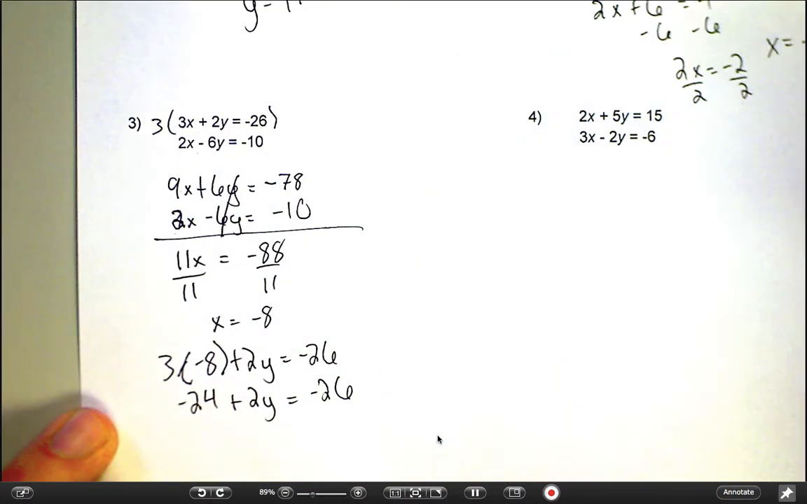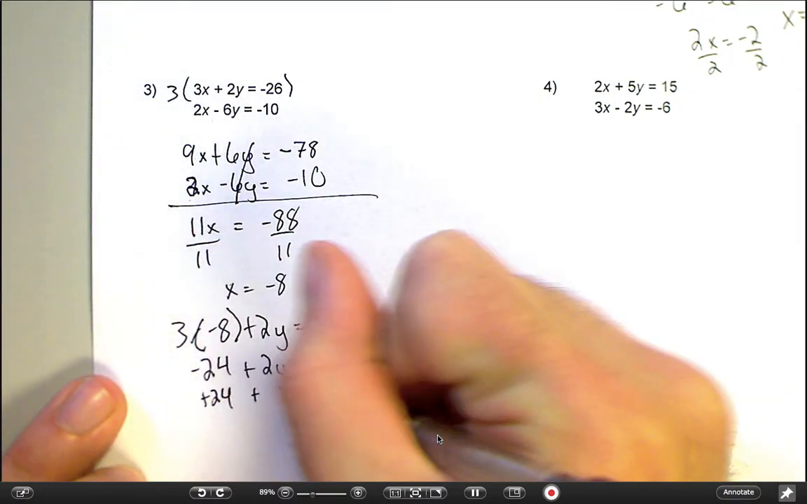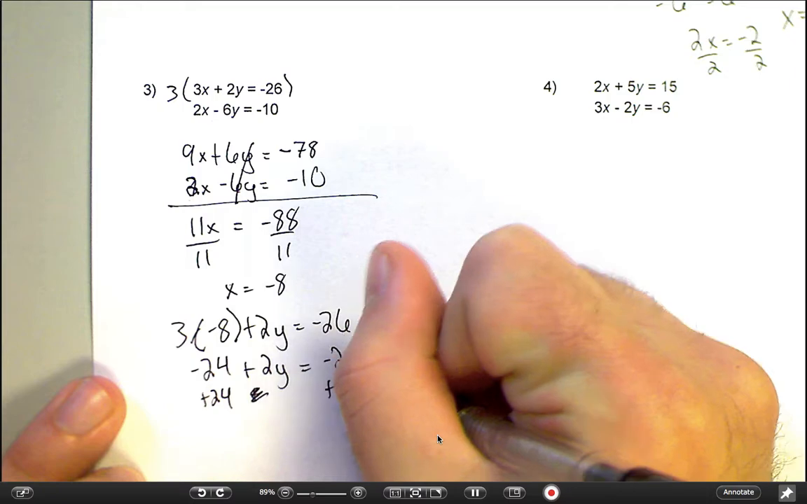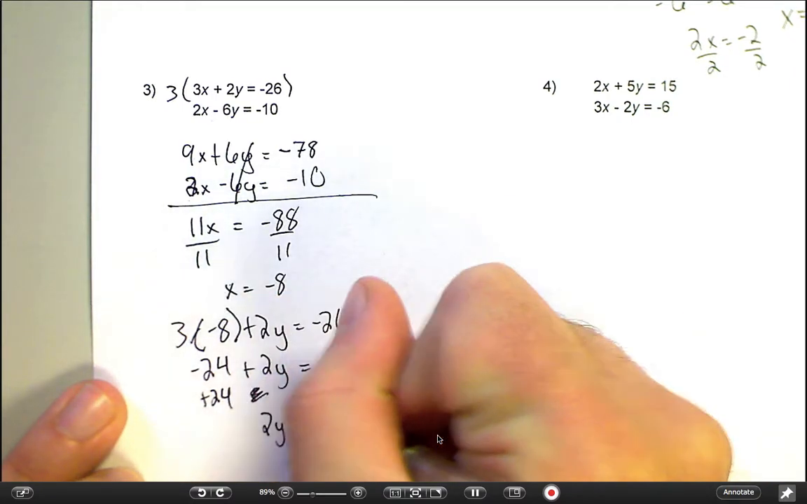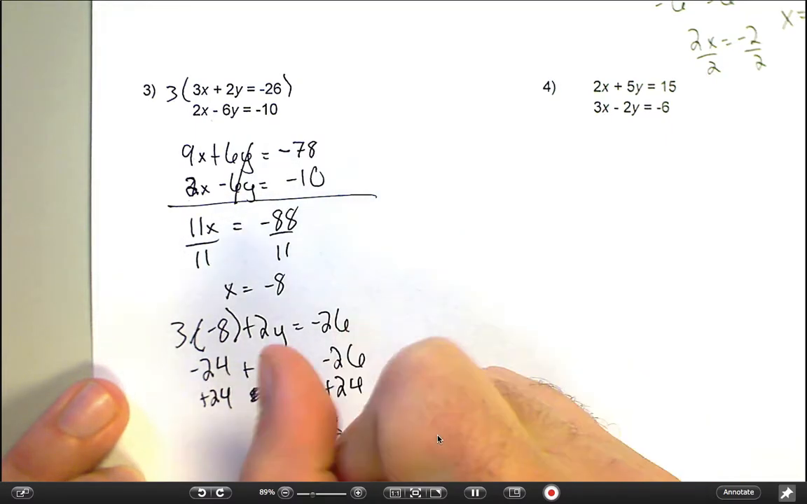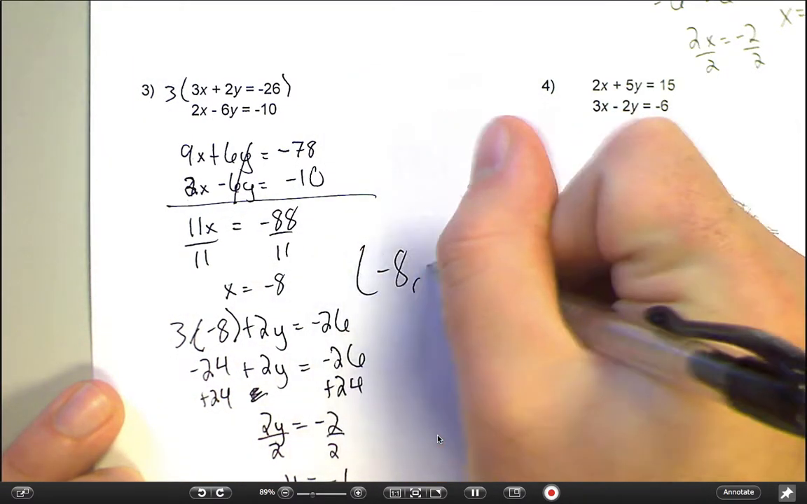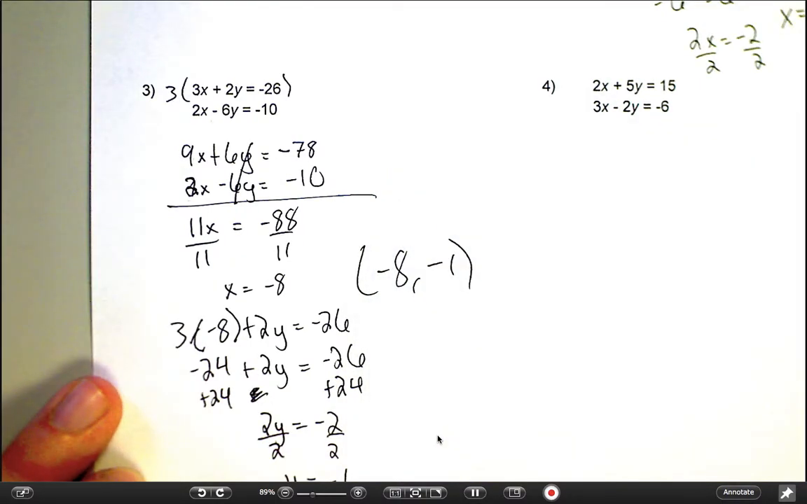I need to get the y by itself still here, so I'm going to add the 24 to both sides. Not there, sorry, over here. Which gives us 2y is equal to negative 2. Divide by your 2 on both sides, and y will equal negative 1. And if I look at my coordinate there, I then have negative 8, negative 1.